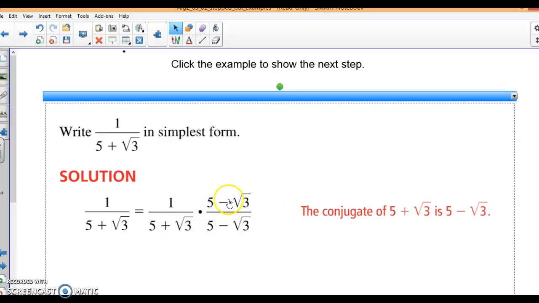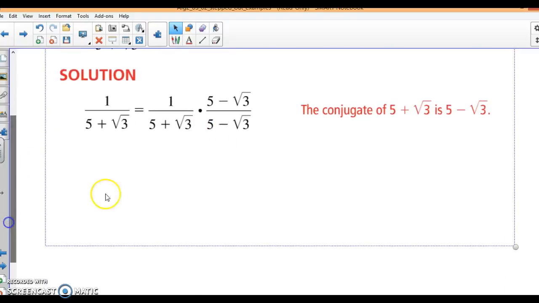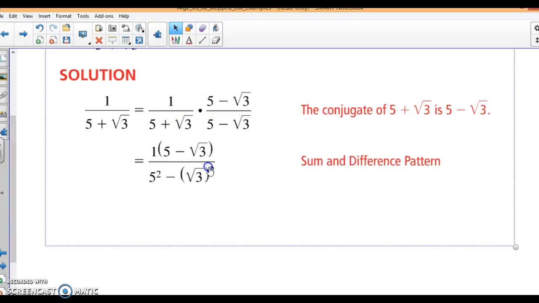And the reason I can do this is because anything divided by that same thing is 1. So mathematically, I'm not really doing anything to the problem. I'm just kind of simplifying things. So then I can just go ahead and multiply my fraction. And when I multiply fractions, I multiply going straight across. So my numerator just becomes 1 times what that conjugate was, 5 minus the square root of 3.